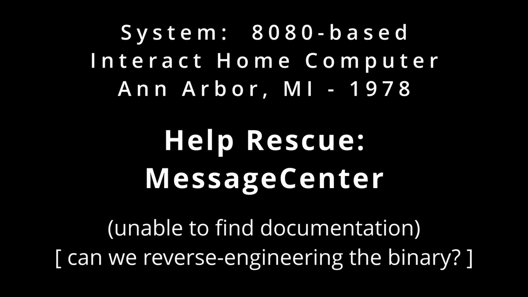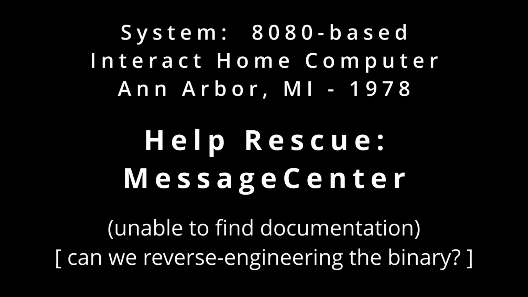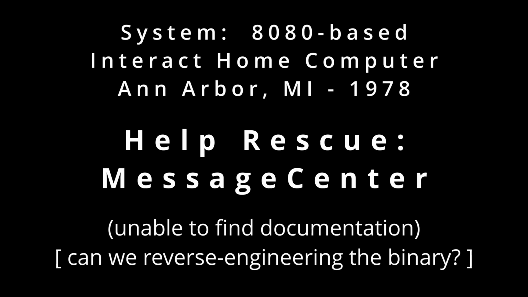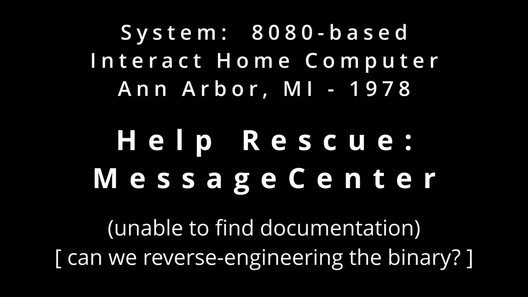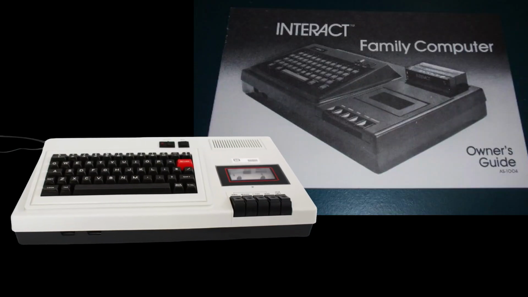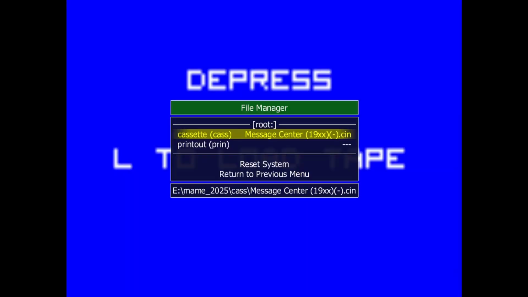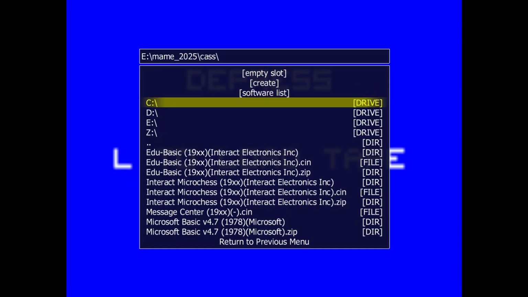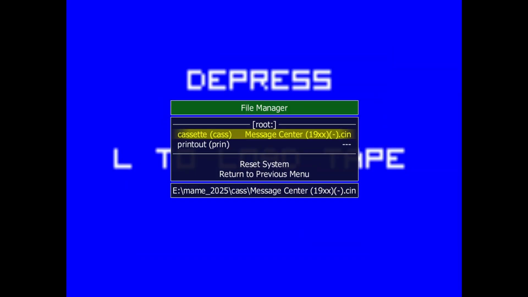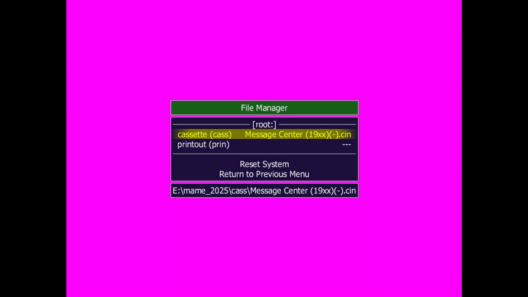Hey y'all, I came across this old software called Message Center. It's loaded up from tape, and there are stories that say it was used as a banner scroller in storefronts by businesses up in Michigan, where this Interact Model 1 system became a little popular around 1978. I found that MAME supports this system and makes it possible to load up these old cassette archives. Yeah, it draws this while loading. That's neat.